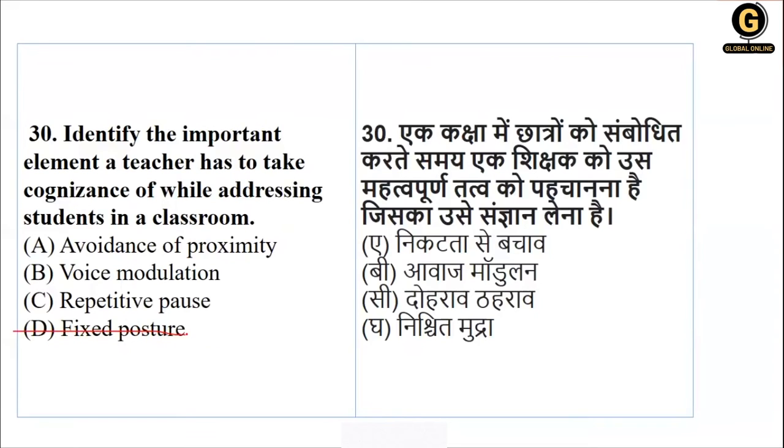Fixed posture will not be, because the teacher has to keep on moving in the class. Repetitive pauses will not be, students will get annoyed. Avoidance of proximity, no, there has to be a proper, standard distance. So the correct answer is voice modulation. The teacher has to take consideration of voice modulation while addressing the students in the classroom. So option number B is your right answer.